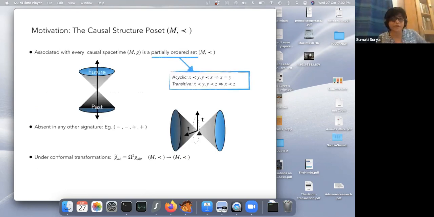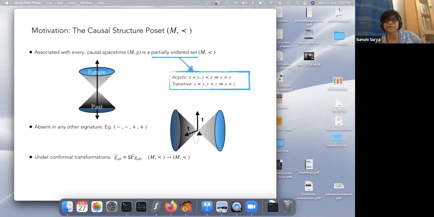So these are my first few slides on causal sets, and the motivation for causal set theory comes from the fact that there is an object called the causal structure poset associated with every causal spacetime. That poset is a partially ordered set, so it has an order relation between the events, which is acyclic and transitive, and the ordering is a causal ordering. That is, X precedes Y means that X can be causally related to Y, it can send a causal signal to Y.